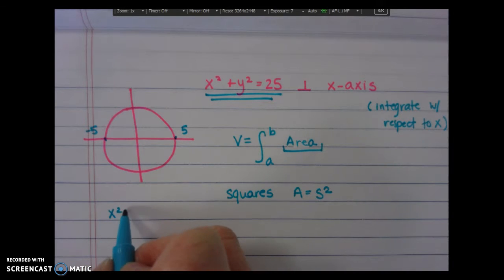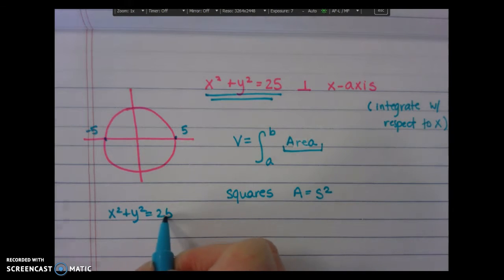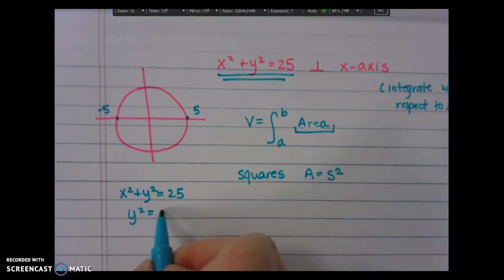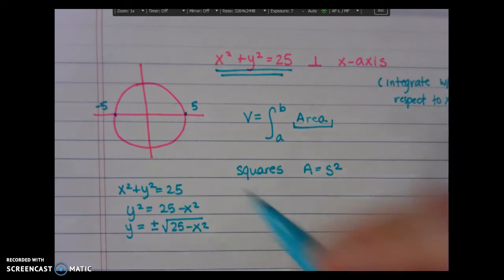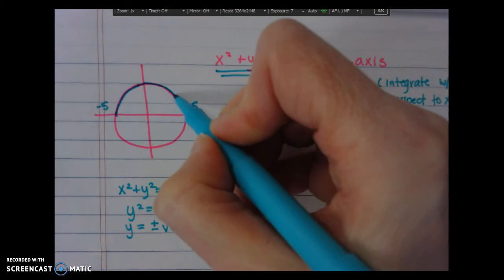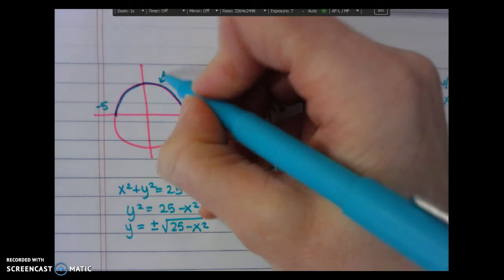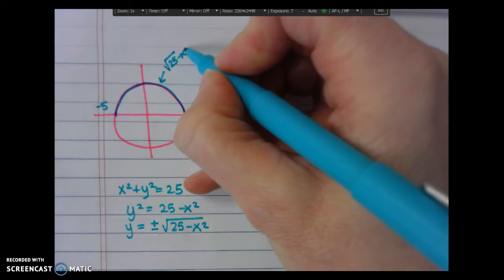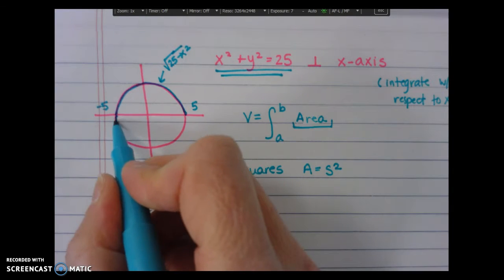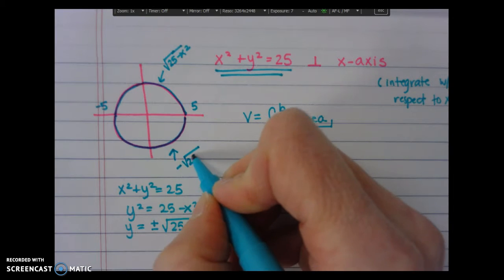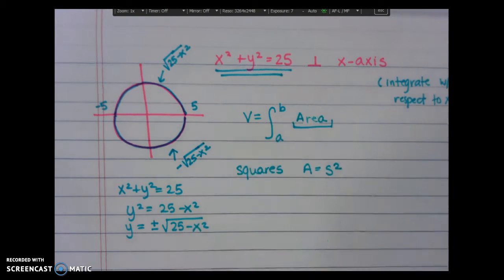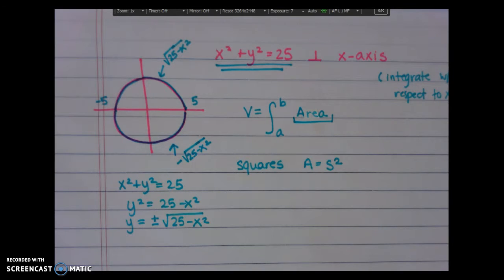So if I take this equation and I solve it for y, I get y squared equals 25 minus x squared. And don't forget, when we square root both sides, we get a plus or minus. And that allows us to get this top part. If we put that into the graphing calculator, this top part is the square root of 25 minus x squared, whereas the bottom part of this circle happens to be negative square root of 25 minus x squared. So yes, the plus or minus is important and we do need it.